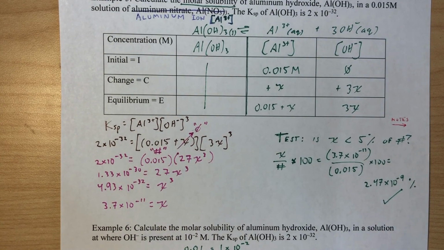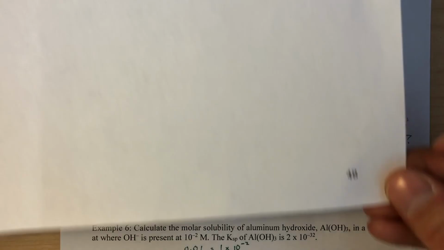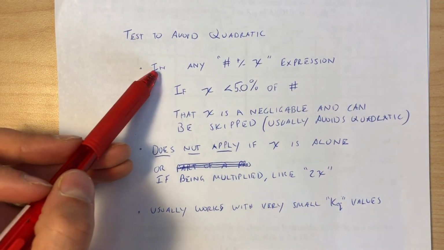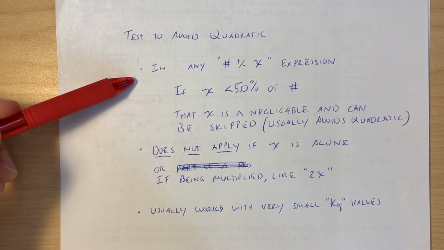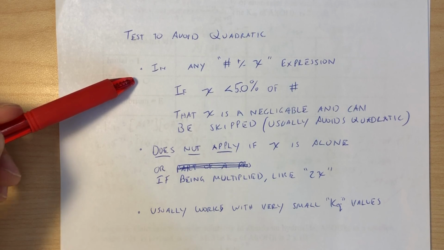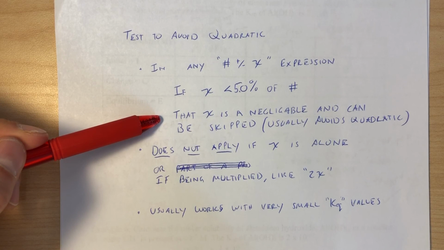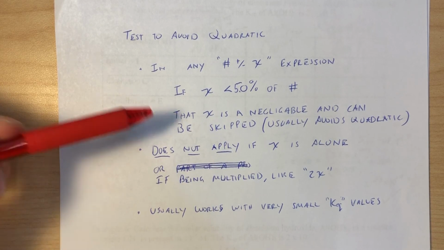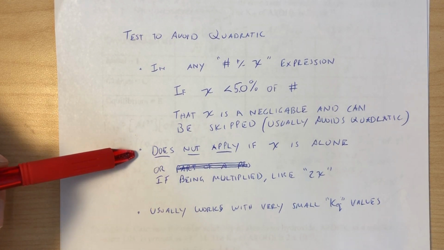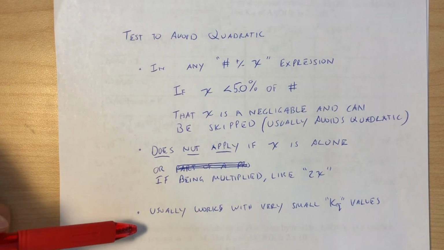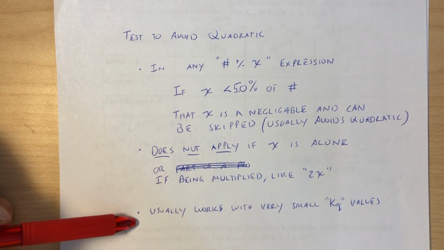So on your next page for notes, on page 48, you may want to write down these steps to see if you can avoid the quadratic. In any situation where you have an expression that's the number plus or minus x, if x is less than 5% of that number, that x is a negligible amount and can be skipped, which usually helps you avoid the quadratic. This does not apply if x is alone or if x is being multiplied, like 2x. It usually works with very small equilibrium values.